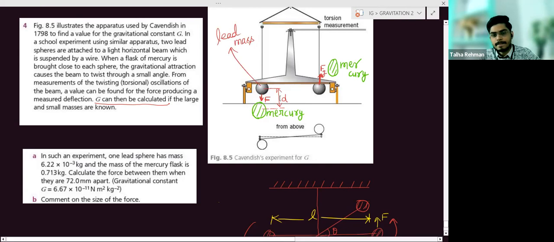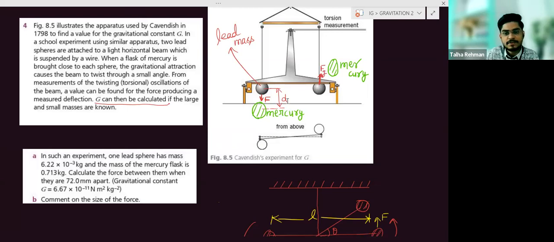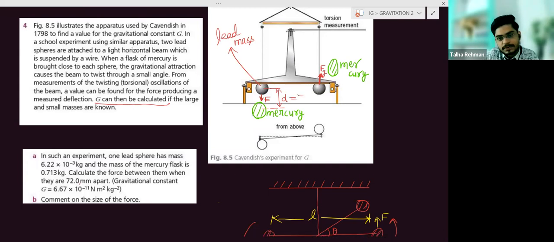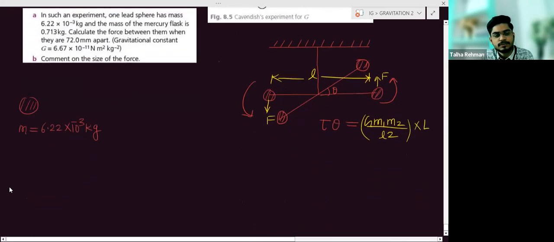Lead mass. So we have to find the value of this force, and this distance d is given as 72 mm. So we can find it easily now.